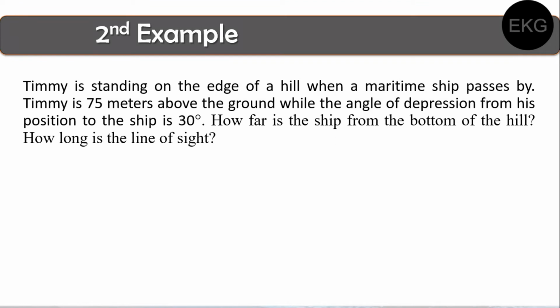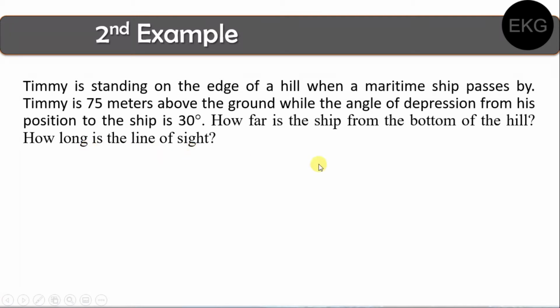For our next example, so kung kanina it's angle of elevation, this time we'll solve a problem involving angle of depression. So here's our problem. Timmy is standing on the edge of a hill when a maritime ship passes by. Okay? Timmy is 75 meters above the ground, while the angle of depression from his position to the ship is 30 degrees. How far is the ship from the bottom of the hill? And how long is the line of sight?